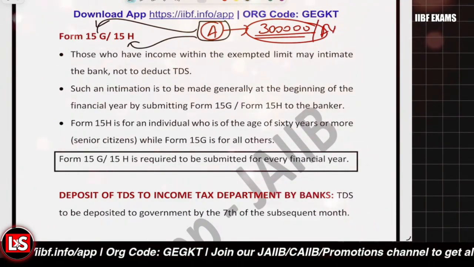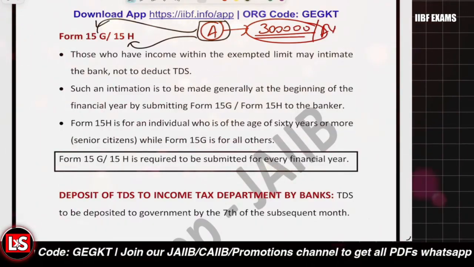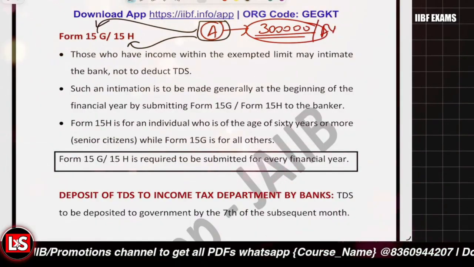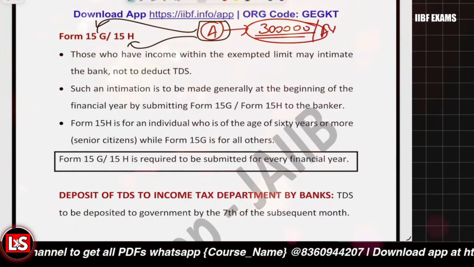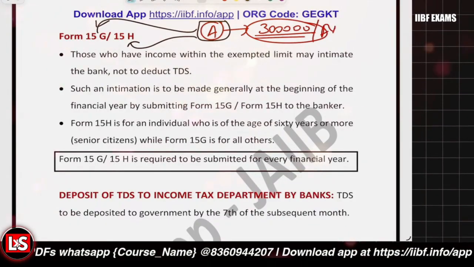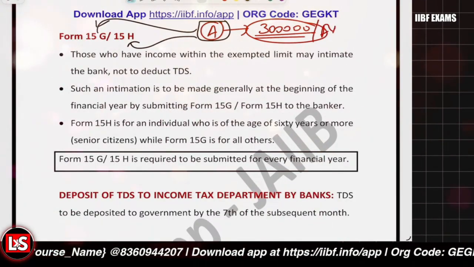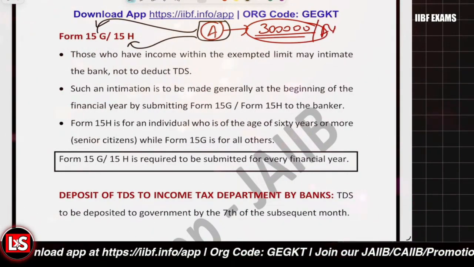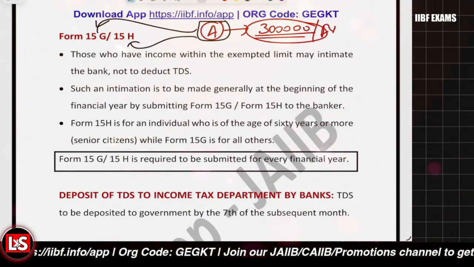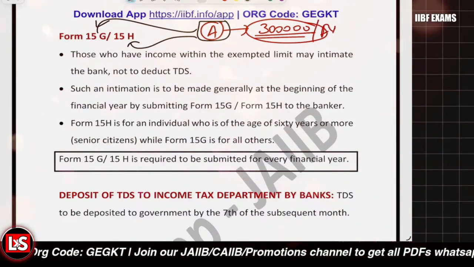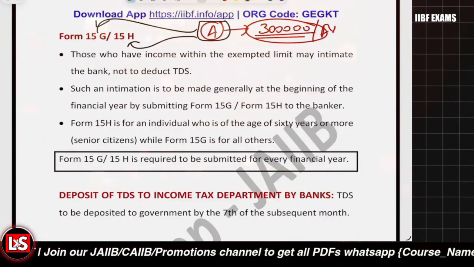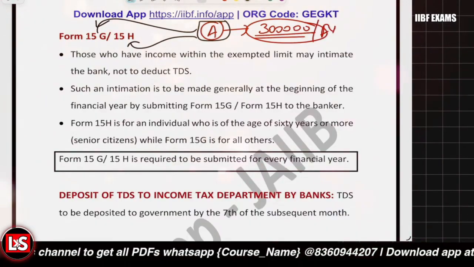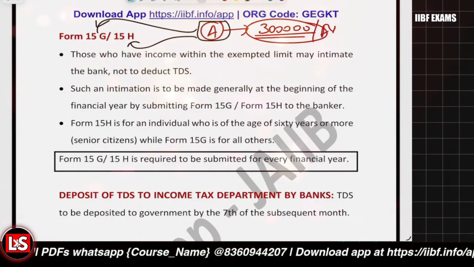So it's just like telling the bank that our total income is below the taxable limit, and hence the TDS should not be deducted from our interest earned, even if it crosses the threshold. The threshold is 40,000 for persons who are not senior citizens, and if the person is a senior citizen, then the threshold is 50,000. Clear? So they can submit the 15G form. The 15G form is for persons who are not senior citizens, and the 15H form is for senior citizens.